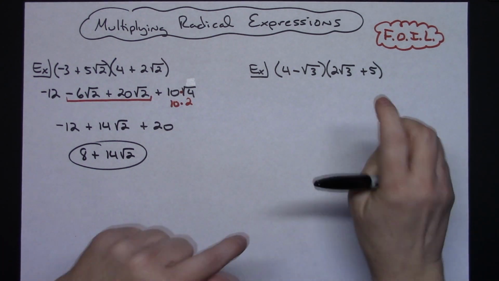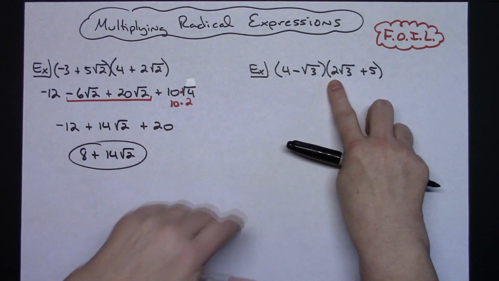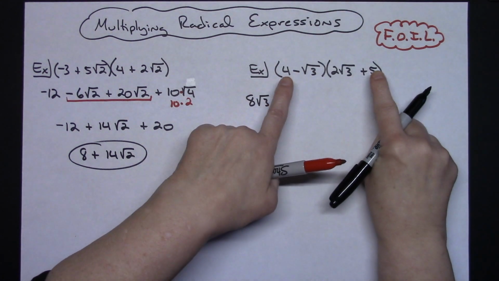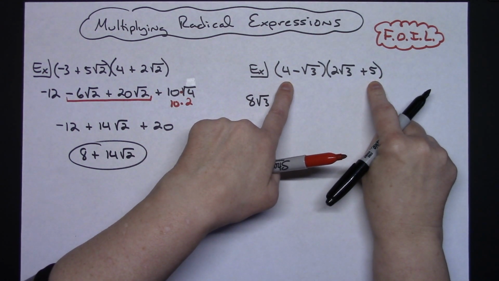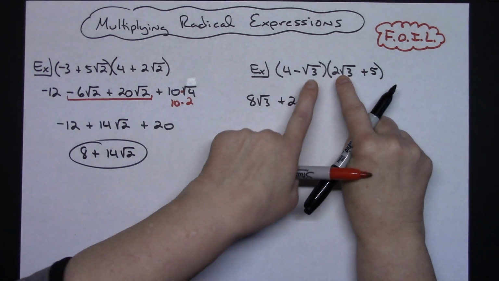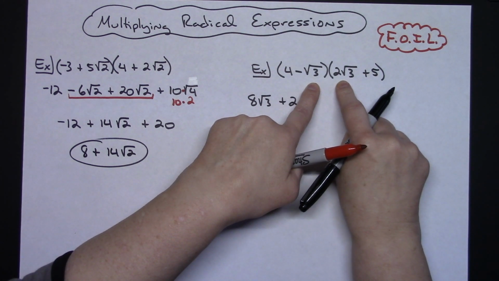Now we're going to repeat the process over here. I'm going to do first terms, so multiplying those numbers in front is going to give me an 8 radical 3. Multiplying the outside numbers is going to give me 5 times 4, a 20. Multiplying those inside numbers, I'm multiplying two radicals, and again I'm going to show the extra step just to make sure we know where it's coming from.